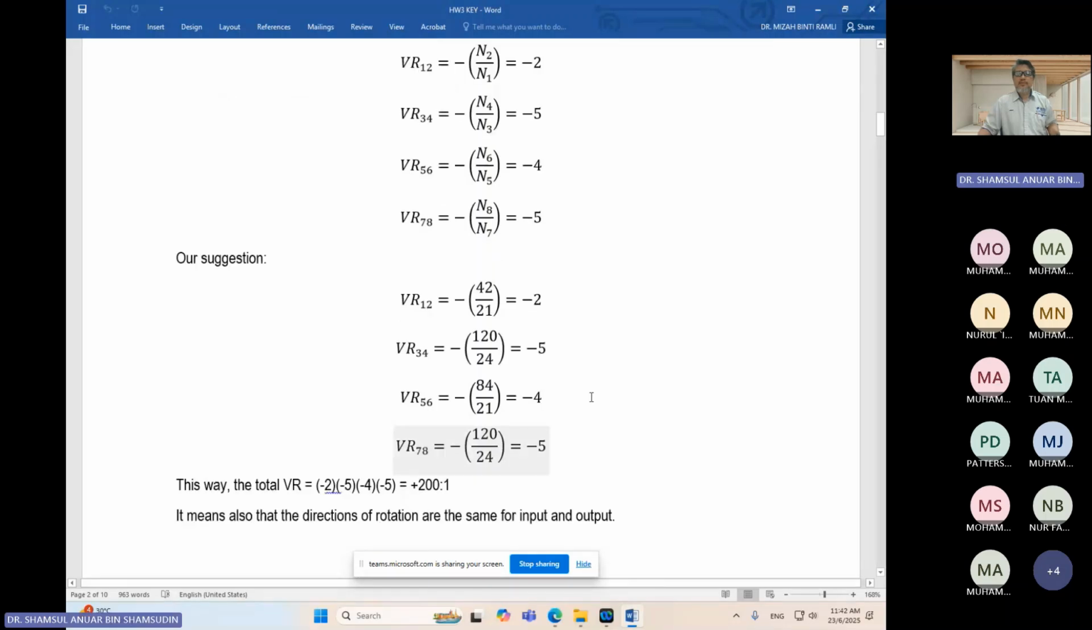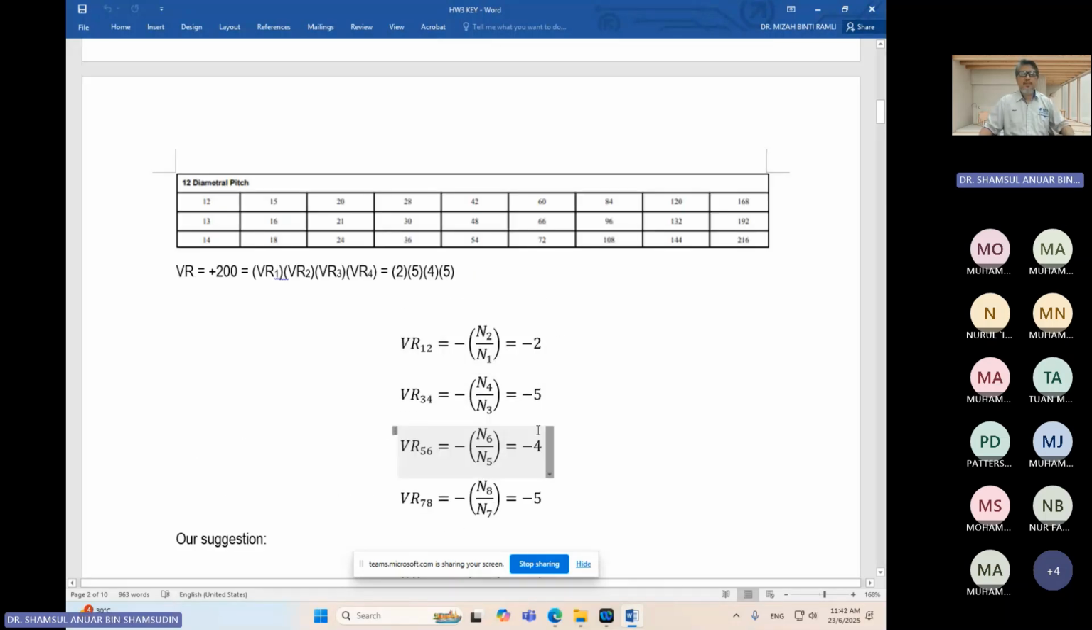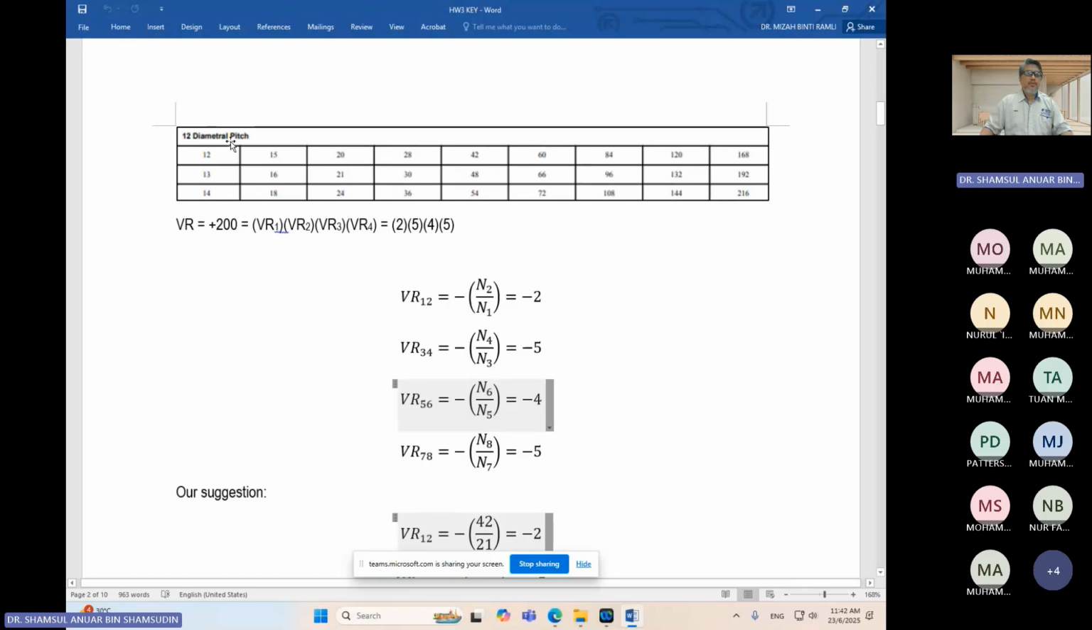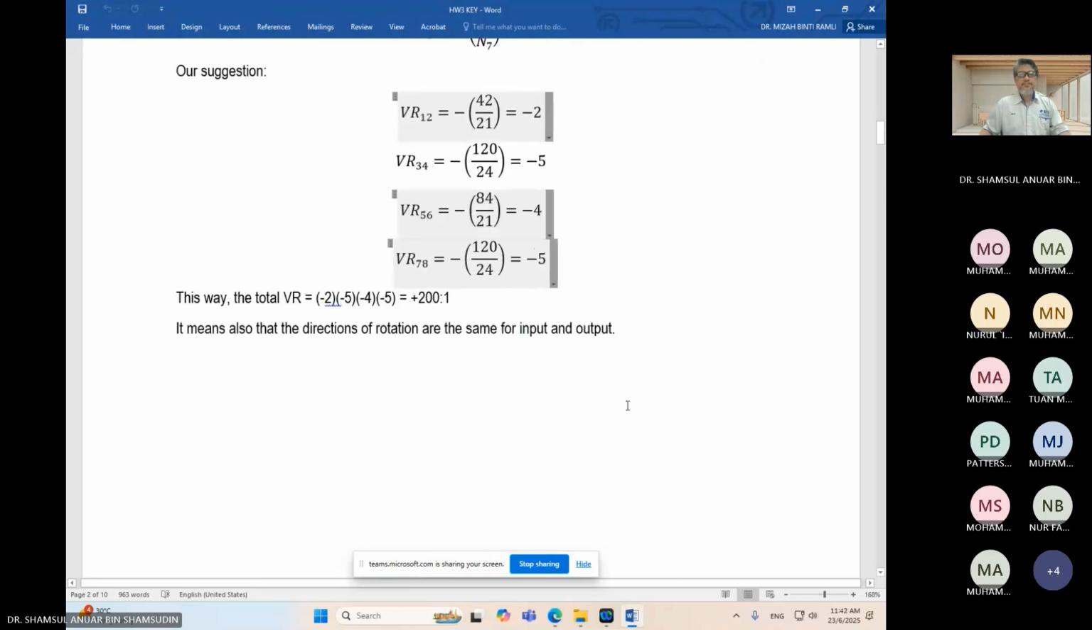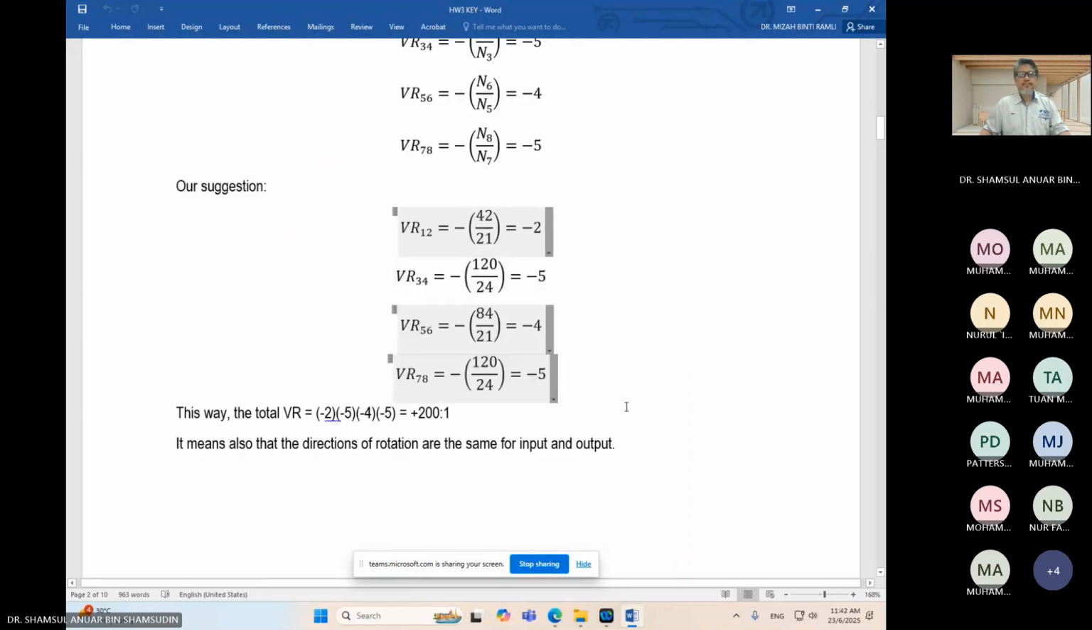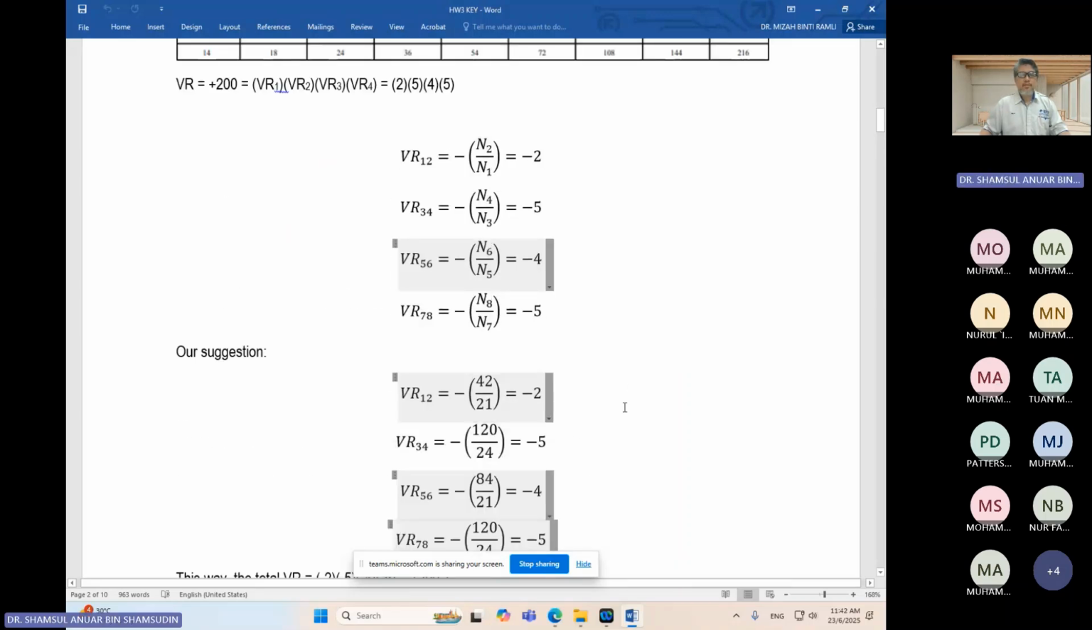So I guess these are some of the options. If you want to use other numbers, say I want to use a different diameter pitch, you have to refer to that table. If you have better numbers available, you can go and choose that.